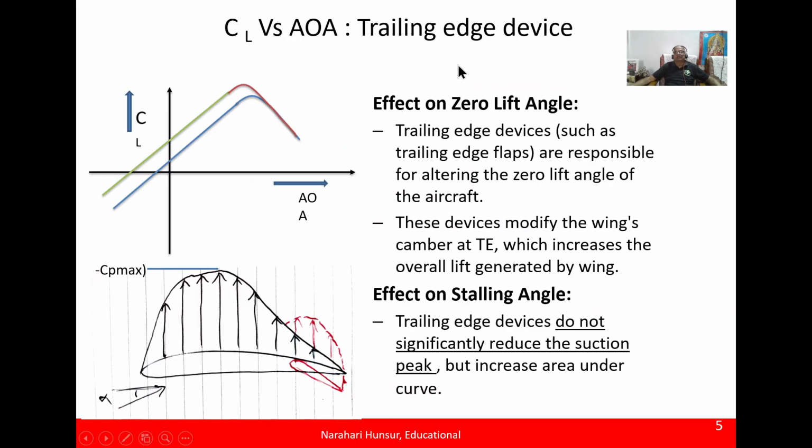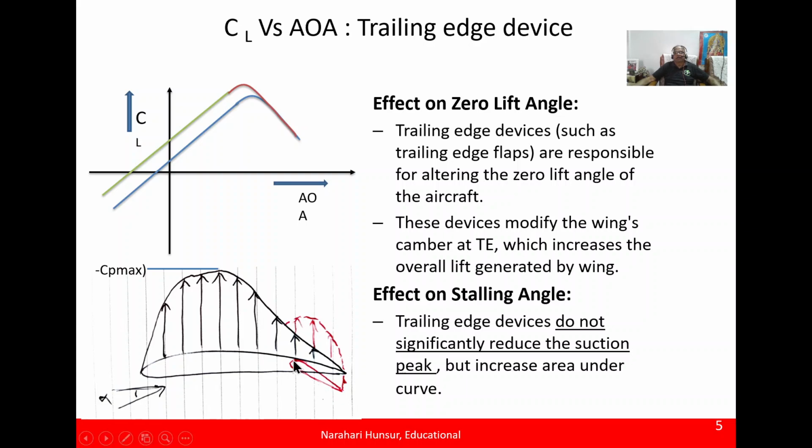So if you look at a typical trailing edge device like a flap, trailing edge flaps are responsible for altering the zero lift angle. So you can see the CL alpha curve is shifted this way. For the same angle, you have a much higher CL, but the angle at which the stalling happens is not changed. The reason is stalling happens because of what is called the maximum suction peak, or minus CP. This is delta CP maximum, because after this, the flow is going downward and it is at an adverse pressure gradient. So if this peak increases very high, then the flow is not able to follow the airfoil contour and it separates, leading to stall.